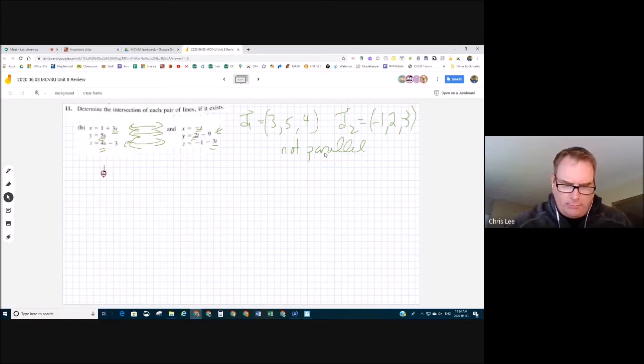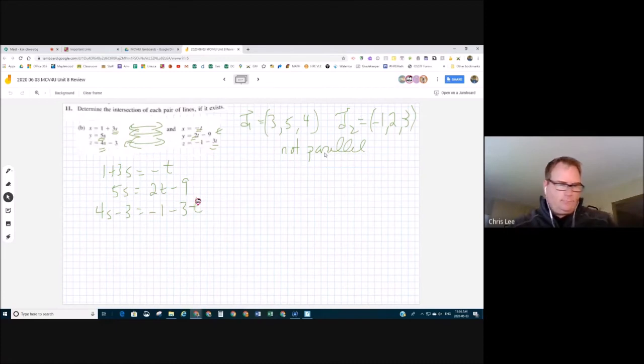So we would write 1 plus 3s equals -t, 5s equals 2t minus 9, and 4s minus 3 equals -1 minus 3t. Make sure I've written that down correctly. The most common mistake I see, and I do it even, is just writing it down or getting a sign backwards, not necessarily the math itself. Okay, so that's when they're equal to each other.